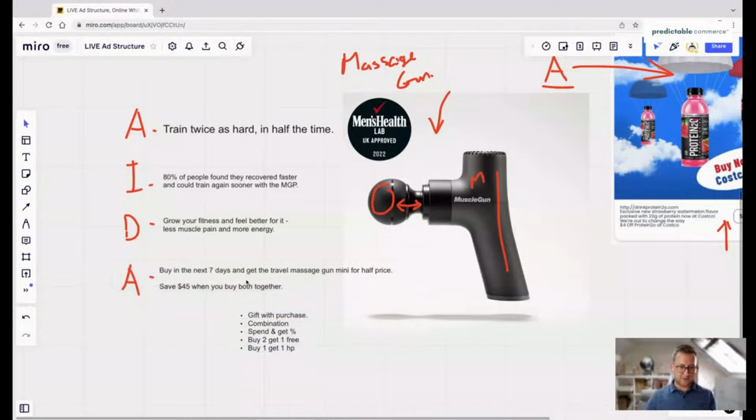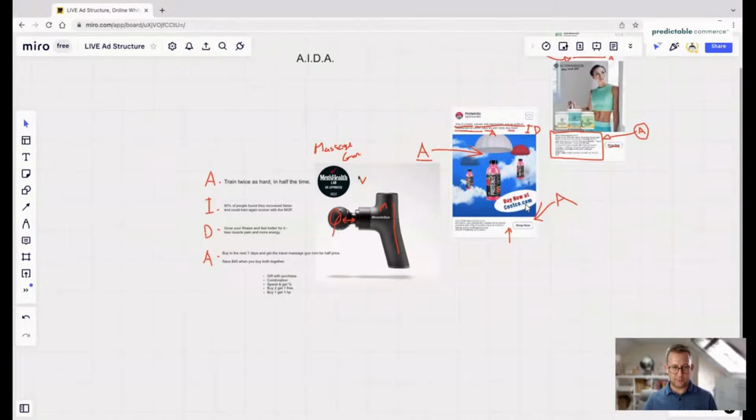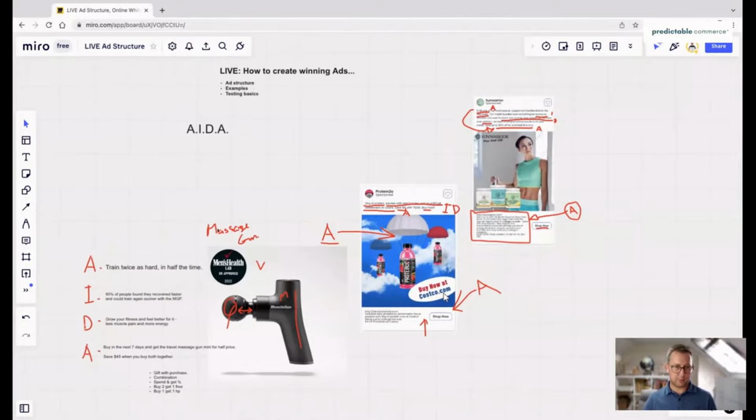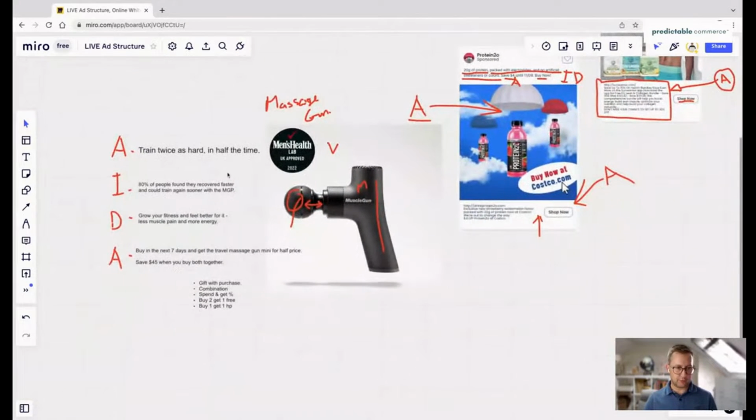If this ad was missing that urgency component, it would not push people to actually take action. They would just see it and be like, oh yeah, that'd be nice, and off they would go. So I hope that's helpful. We've been through the AIDA principle, we've looked at some examples, we've looked at some clear structure.